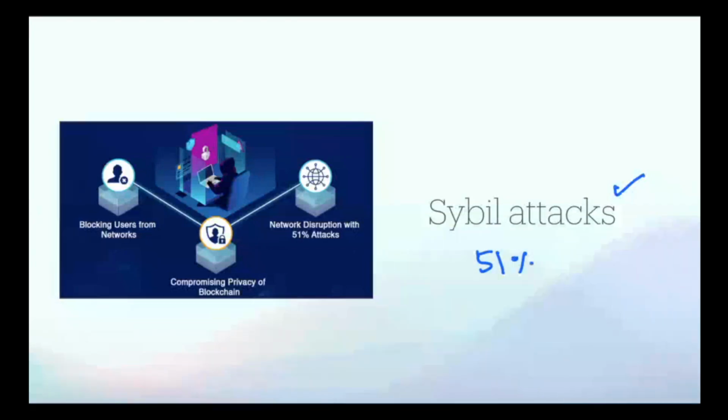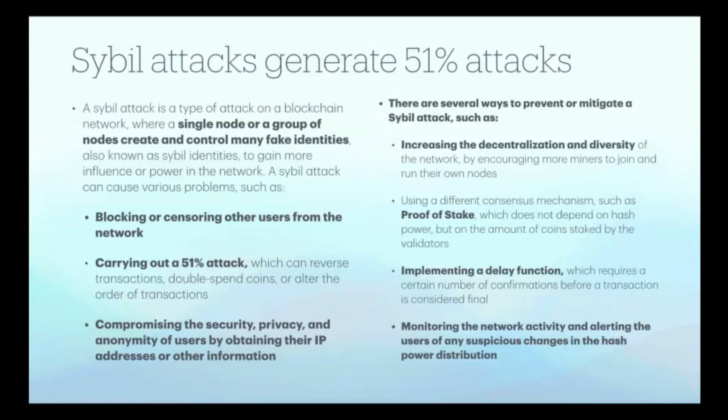Generally, we call it a Sybil attack. Sybil attack is very common in networking. You can see on the left-hand side I have a diagram: blocking users from networks, compromising privacy of a blockchain, network disruption with 51% attacks. So, Sybil attack is also called a 51% attack. And here, the prevention methods are the same. On the right-hand side, everything we have seen for the 51% attack, the prevention method is the same.